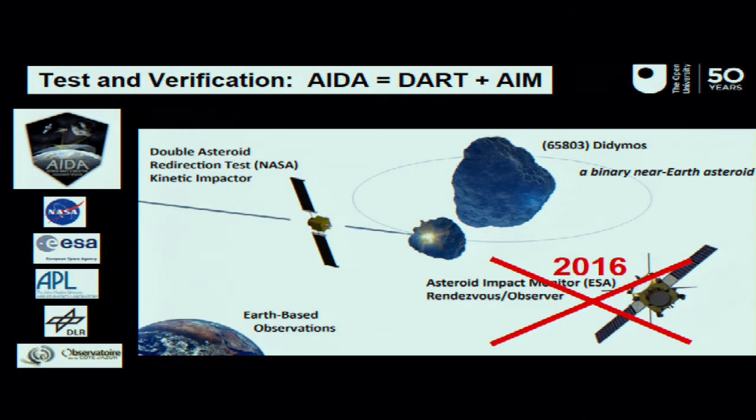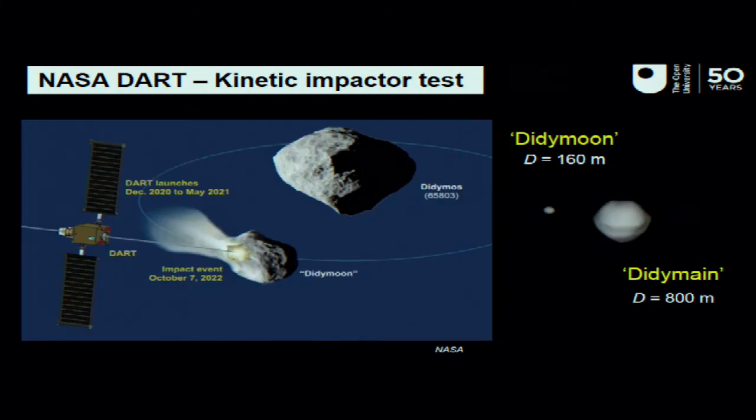Unfortunately, Europe decided to pull the plug on its bit, the observer bit, and you might think that doesn't matter because we've still got the test, the impact test. And I'll come back to why that is. The reason they cut this was because the Mars program was overspent and that was a higher priority. I don't think that was a wise decision, but there we go.